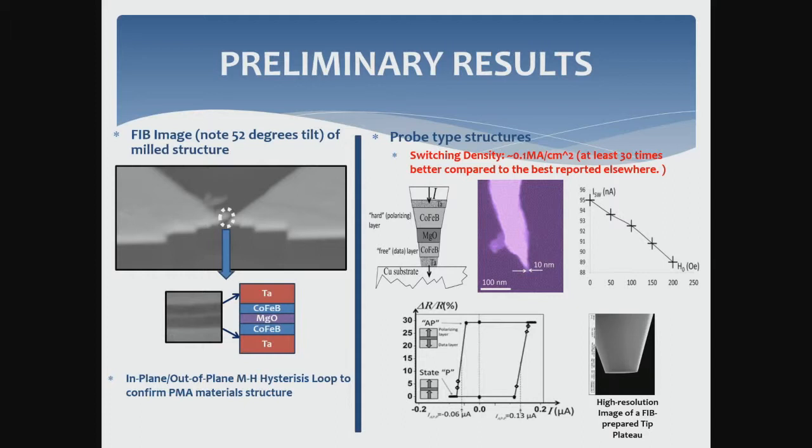Here we have found that once we did that, we have an effective switching current, taking the difference between the parallel and anti-parallel states, in the order of about 100 nanoamps, which gives a switching current density of about 0.1 megaamps per centimeter squared. Now, this has been shown to be at least roughly 30 times smaller than what's been reported to date.